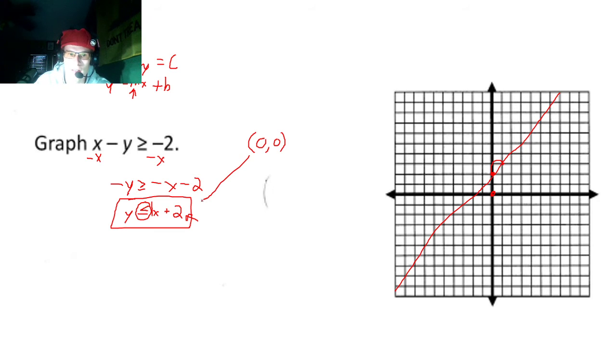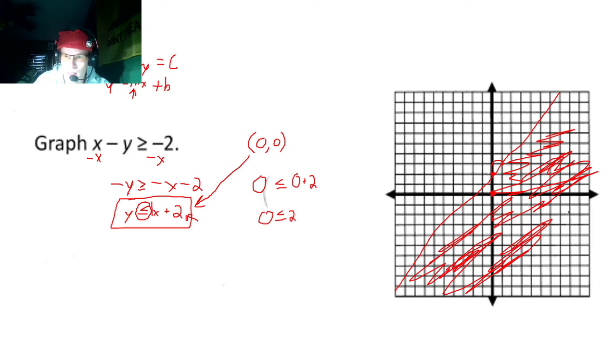We substitute in to our found equation. Okay? So 0 is less than or equal to 0 plus 2. 0 is less than or equal to 2, which in fact it is. So we can determine that (0, 0), or our origin, is part of our solution set, and that gives us enough reason to believe that this is our shaded region.